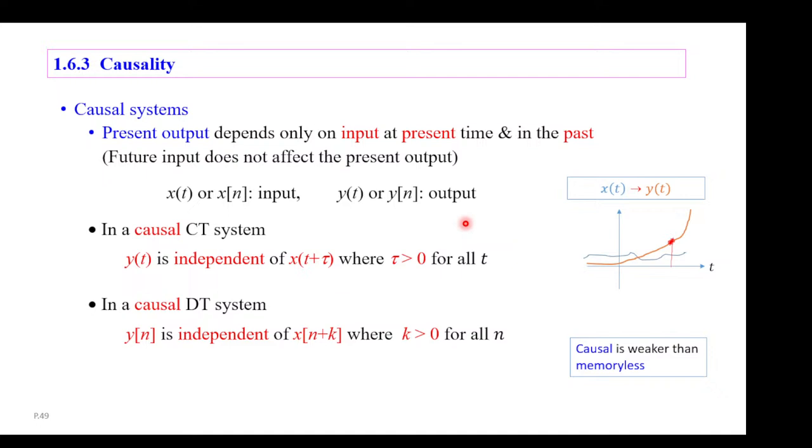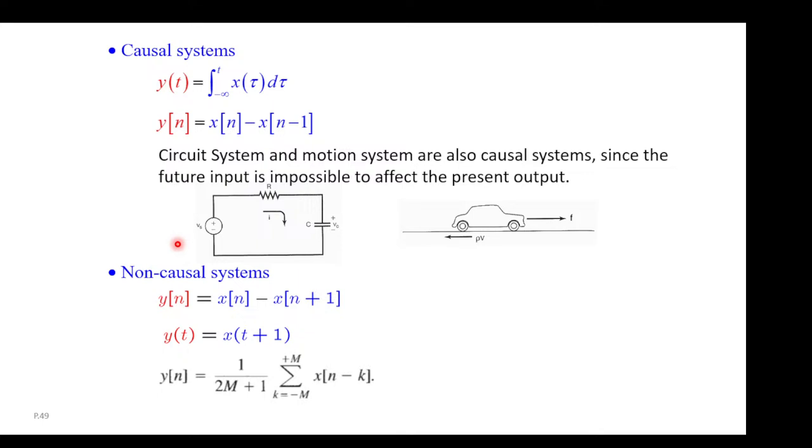Let's get some examples of causal systems. A lot of physical systems you will think of as causal, like a circuit system or driving a car. The velocity of the car right now only depends on how much force you put on the car in the past and right now. And whatever current you have in your circuit only depends on the driving voltage in the past and right now. Also, an integrator is a causal system because you are integrating only from the past to right now, and this difference system is also a causal system.